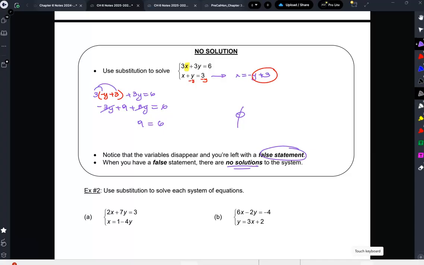I should get 3 parentheses negative y. So x is negative y plus 3. And I substituted that into here. So when I substituted, I got 3y equals negative 3x plus 6. I divided it all by 3. Okay, I'll come over in a minute and take a look. Okay, let's do this one.